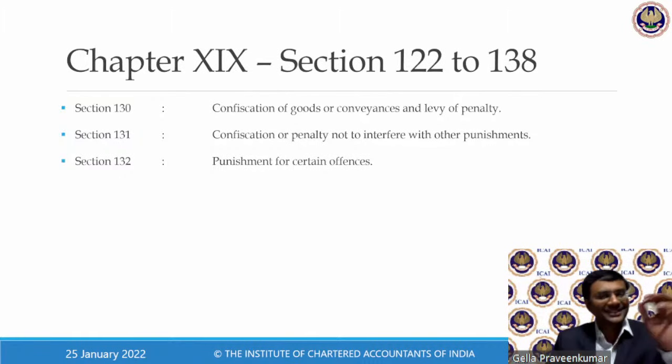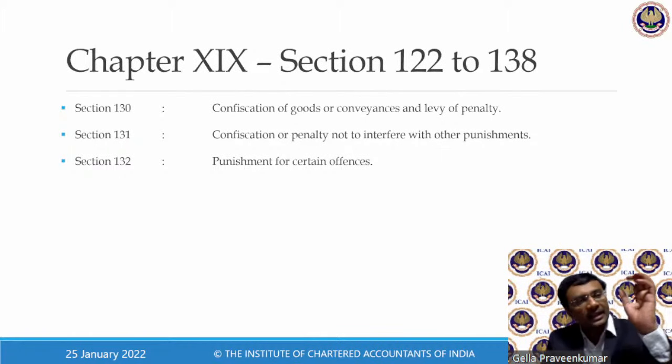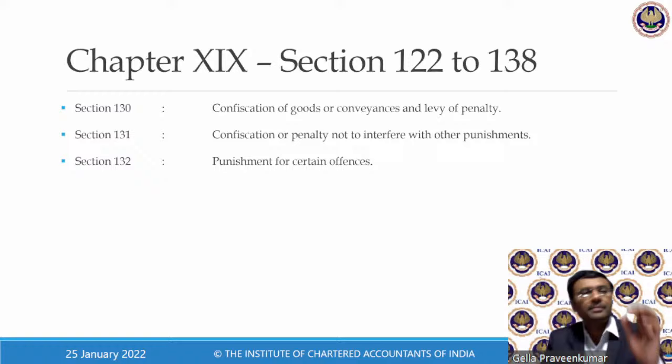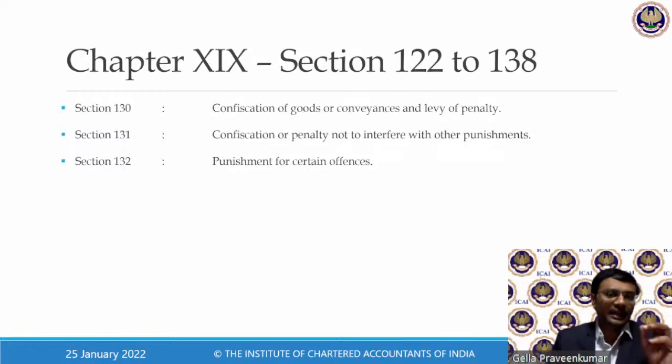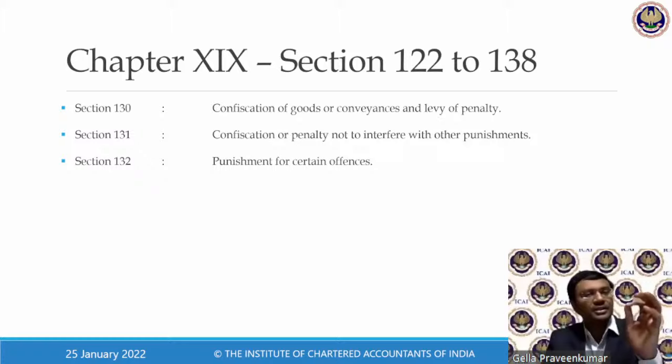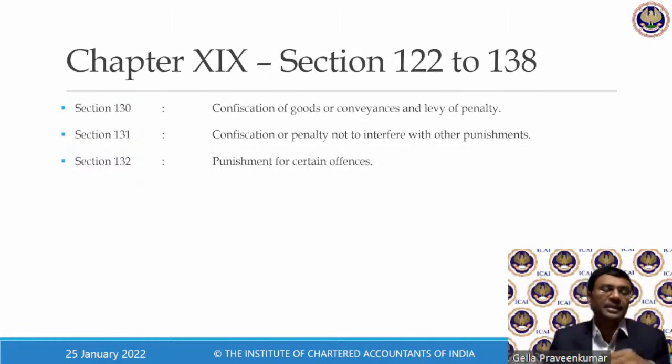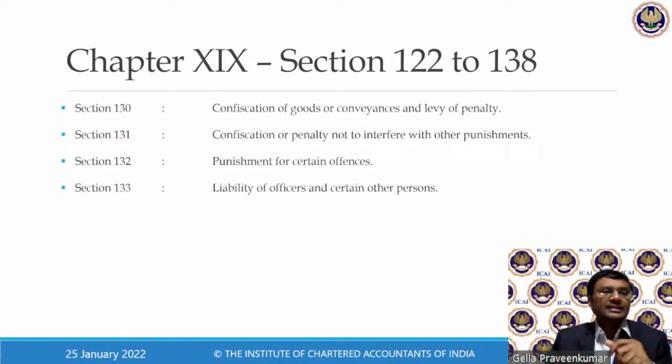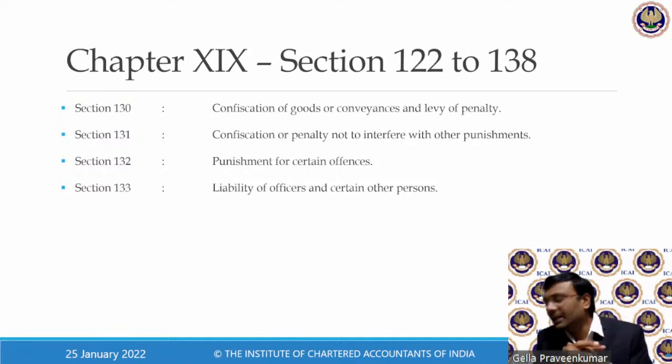Section 132 deals with certain offenses. I would say it is a draconian provision. I would say in your lifetime, you shouldn't come across a situation where an assessee knocks at your door having committed offenses under 132. I would say these are criminal provisions covered under 132. We will discuss in detail what is happening under 132. Section 133 deals with liability of officers and certain other persons.